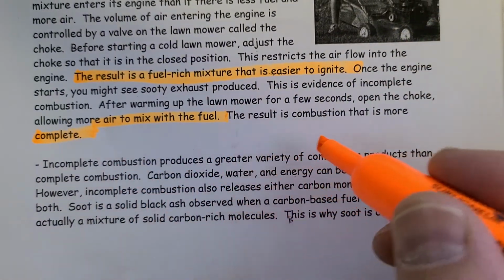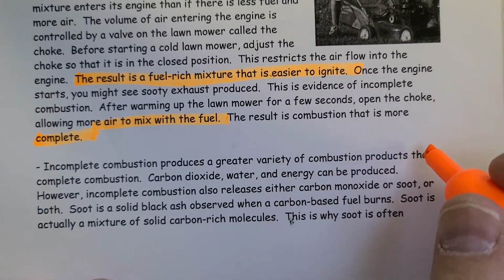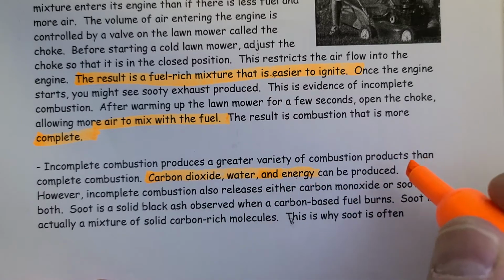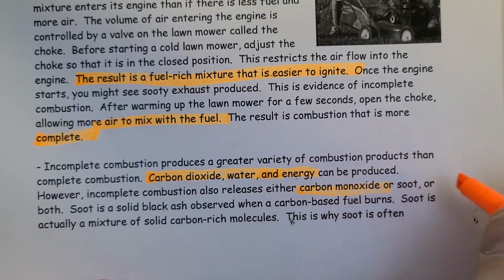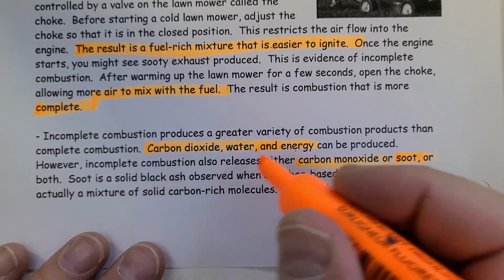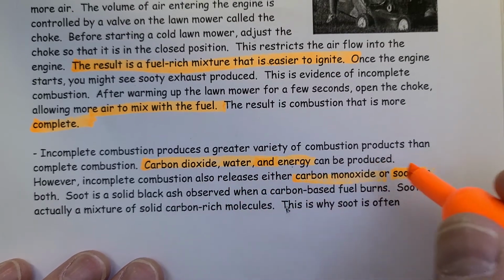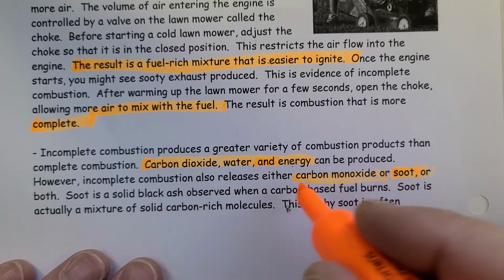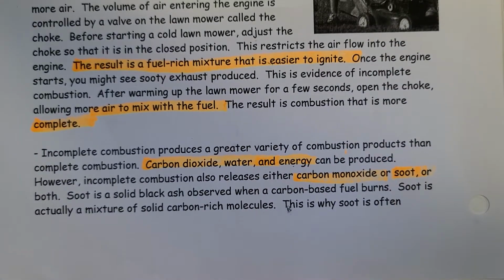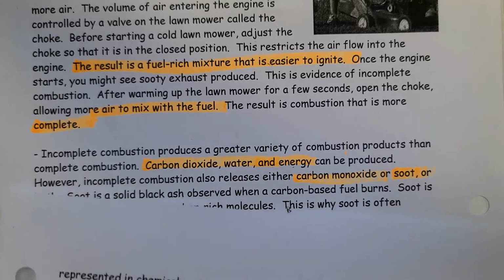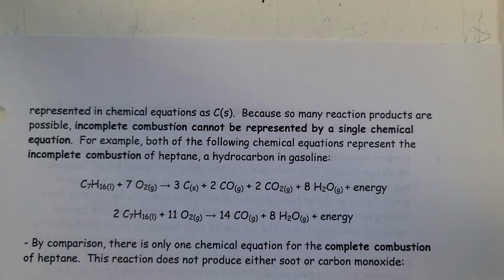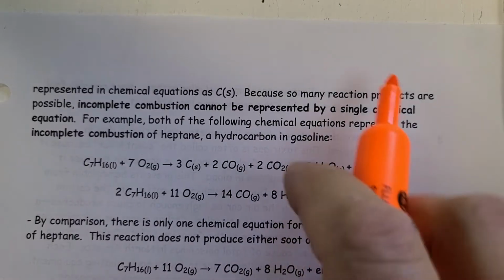Incomplete combustion produces a greater variety of combustion products than complete. So we still have carbon dioxide and water, but we also may get carbon monoxide or soot or both. Soot is black ash observed when carbon-based fuels burn. Soot is actually a mixture of solid carbon-rich molecules. And quite often we use the letter C for simply carbon to represent soot. So there we have it right there. Just usually carbon to represent that.